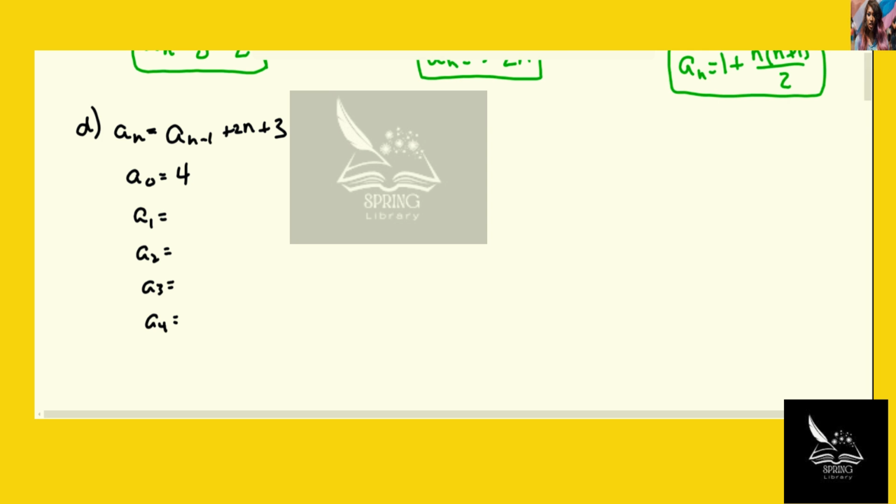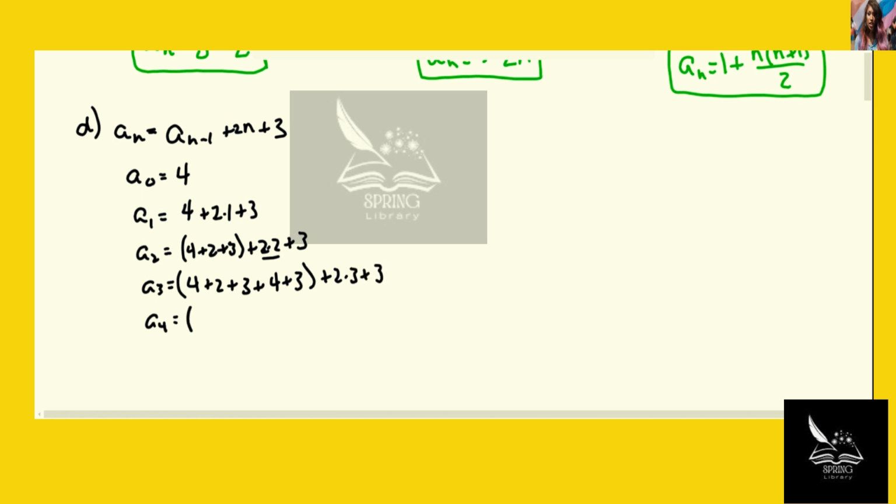First, a sub 1, we take the prior term, plus 2 times 1, plus 3. Okay, a sub 2, we take the prior term, plus 2 times n, plus 3. A sub 3, prior term, plus, well, that 2 times 2, let's just put that together here, plus 2 times 3, plus 3. Let's just do one more.